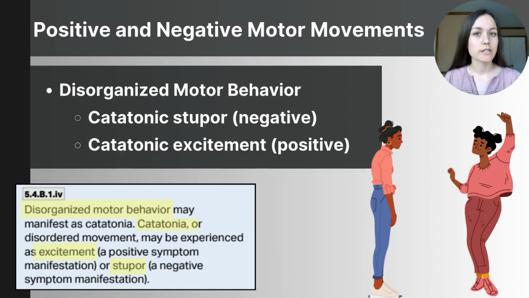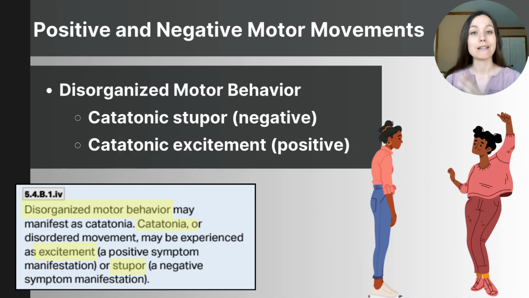Next is disorganized motor behavior, which refers to abnormal movements or behaviors that interfere with the person's ability to function normally. These behaviors can manifest as either positive, meaning they are added, or negative, meaning something has been removed or a typical behavior has decreased. Catatonia is a state in which disordered movement can be presented in different forms. There's catatonic stupor and there's catatonic excitement.